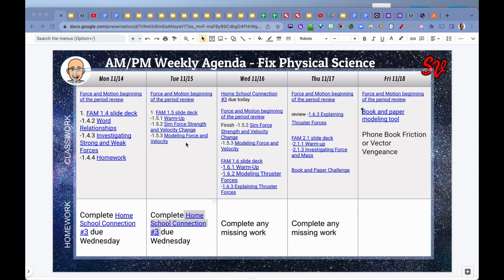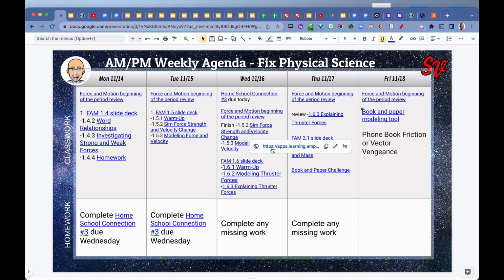So on Monday, we did the Force of Motion slide deck 1.4, and we had 3 activities that went with it. Then on Tuesday, we did the 1.5 slide deck, and again, we had 3 activities with it. And we finished it off on Wednesday with the strength and velocity change with the sim. So let's take a look at that real quick.